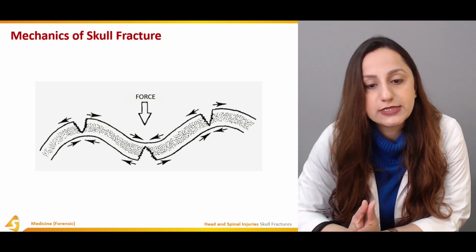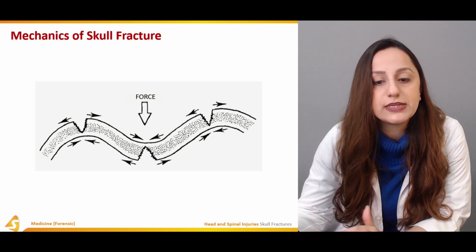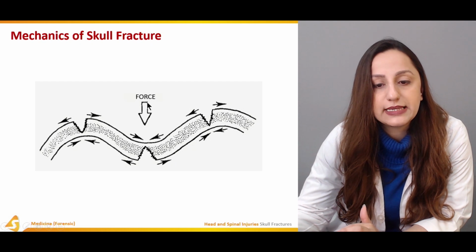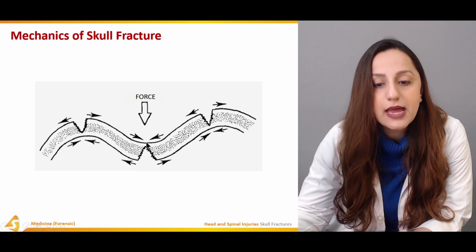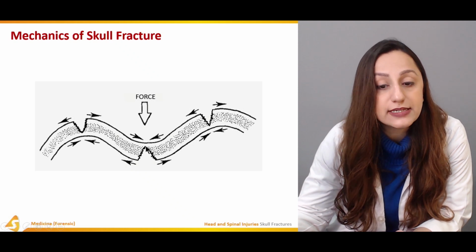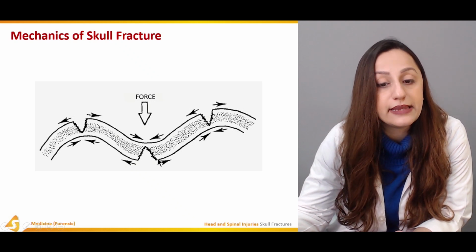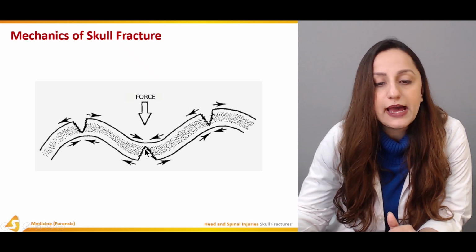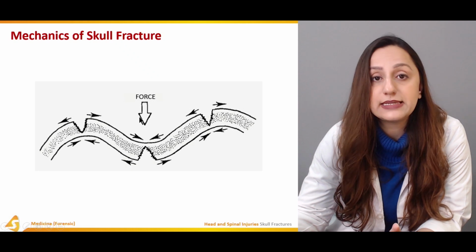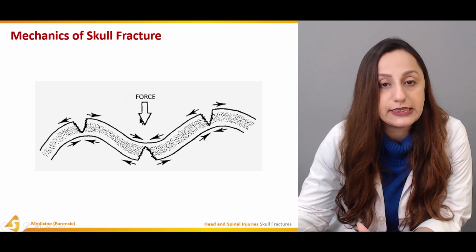Now, the force is very important over here. As you can see, there is a direct force over here, perpendicular in direction, and it's basically causing direct breakage to the skull's inner table or the outer tables as well. They can be involved, and the mainstay is that the force has to be perpendicular in this case.